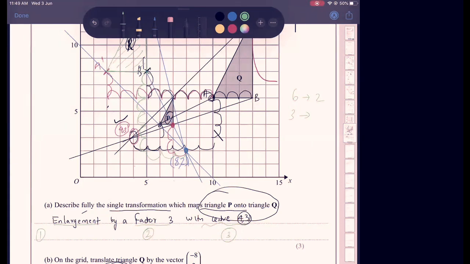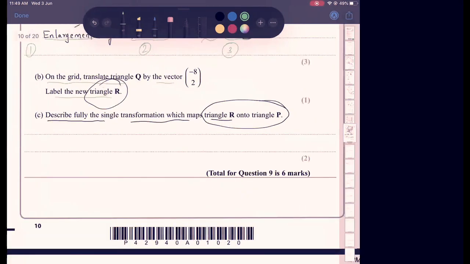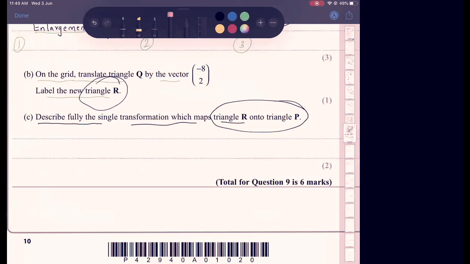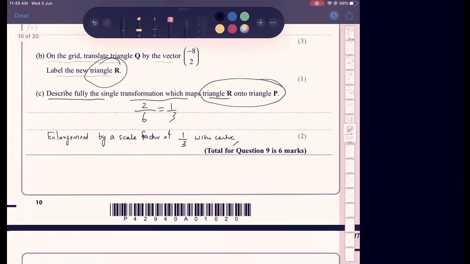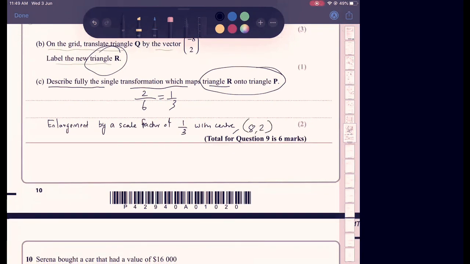So we can say that the scale factor is 1 by 3 because it's a reduction. Because 6 becomes 2, so 2 by 6 is 1 by 3. So the scale factor is 1 by 3. So we can say that it is an enlargement by a scale factor of 1 by 3 with the center. What is our center? 8, 2. Enlargement by a scale factor of 1 by 3 with the center 8, 2.